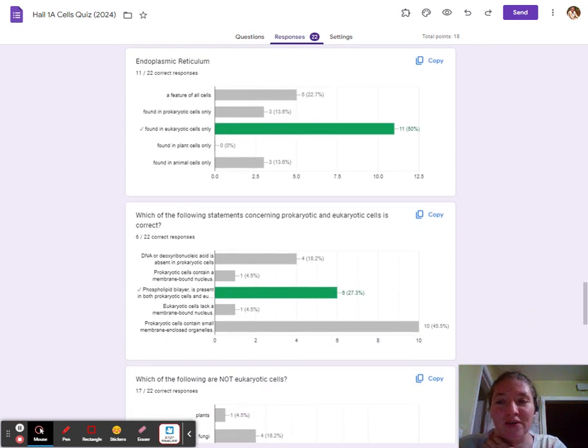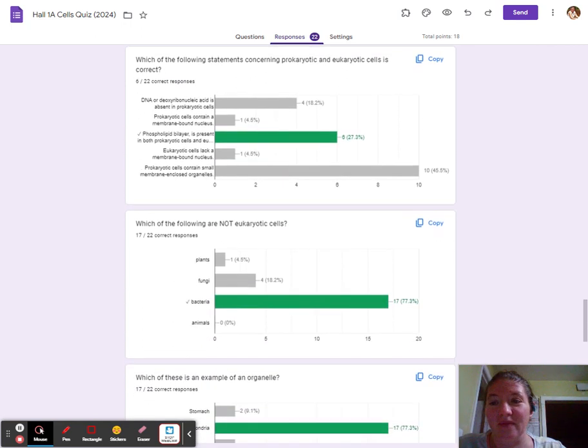Our endoplasmic reticulum is only in eukaryotic cells. Our prokaryotic cells, guys, they don't have the organelle, so they're not going to have that. They're not going to only be found in prokaryotic cells because, again, prokaryotic cells don't have that. And they're not only in animals, they are also in those plant cells.